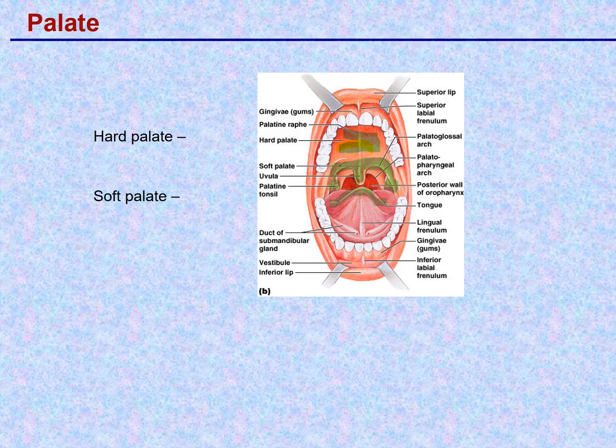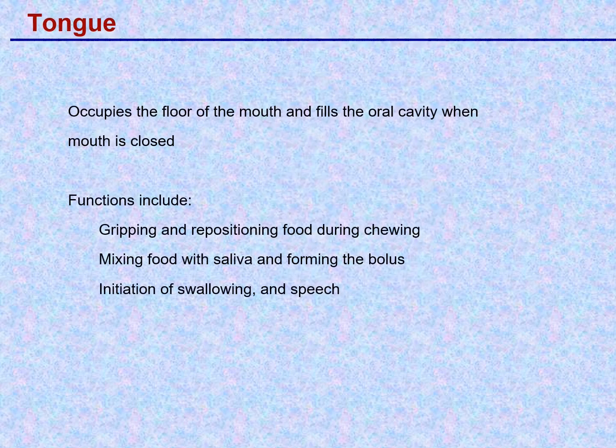Here's the tongue and the frenulum, and these are the openings, ducts leading from the salivary glands, the submandibular salivary glands. All of the gums are called gingiva, so gums on either side, just above and below the teeth. The tongue takes up most of the oral cavity, and it's involved in holding, repositioning food, mixing the food with saliva to form what's called a bolus.